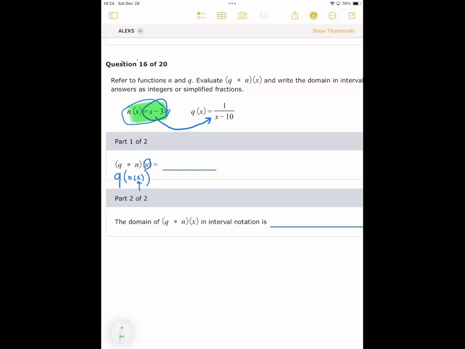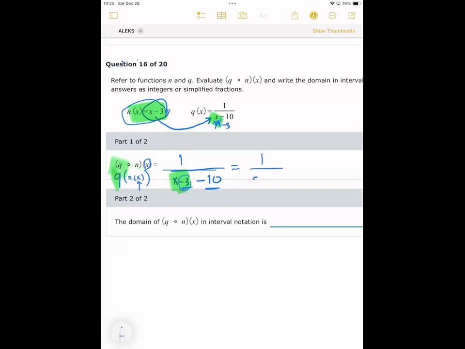N is green, x minus 3. Put it for x for q. Q is the outer one. N is the inner one. Put the inner function into the outer function. So change that x to n. And n is x minus 3. So that's all I have to do. Change x to x minus 3. Remember, this was an x, and we want to change x to x minus 3. So what is -3 and -10? Because they're like terms, we should combine them.